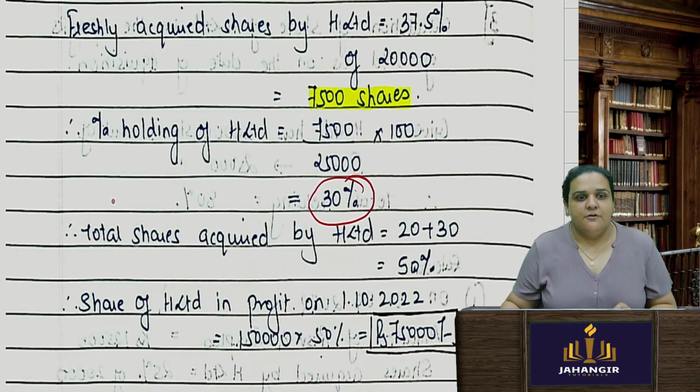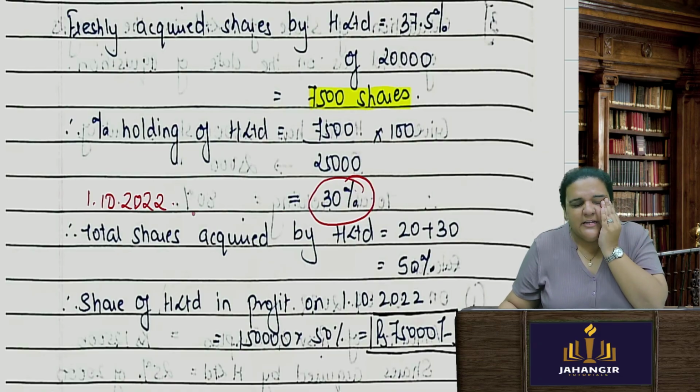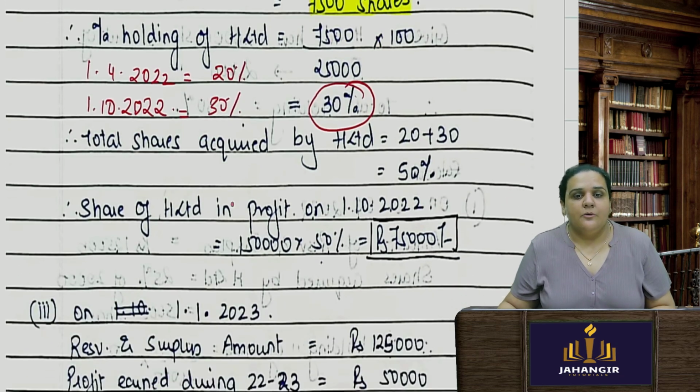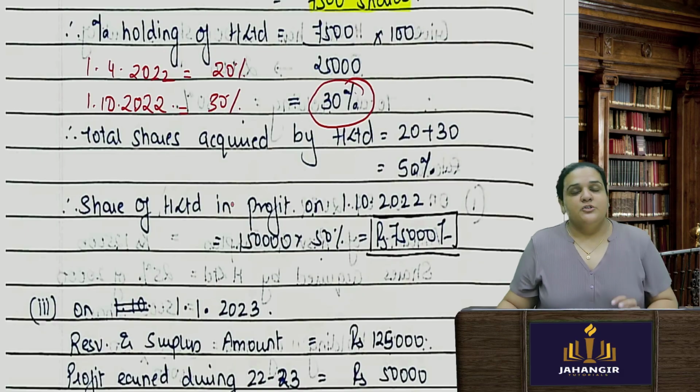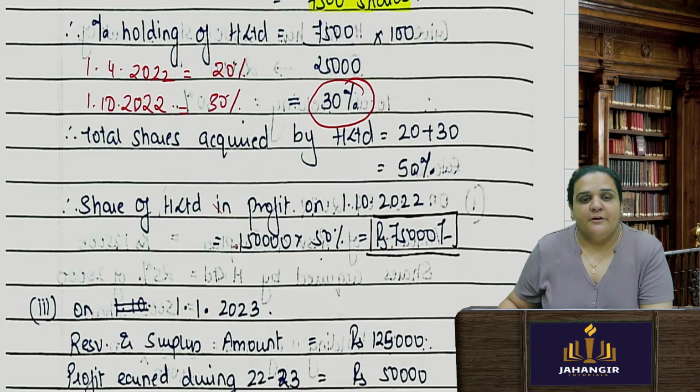So on 1st of October 2022, holding is going to be 30%. I am taking 30 plus the previous 20, which I acquired on 1st April 22. 20% was there; now I acquired more 30%. So my total holding will now be 50%, so my share in the profit also has to be 50%. So what is the total profit? 1,50,000 into 50%. That is going to be rupees 75,000.